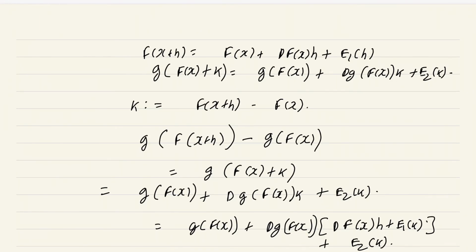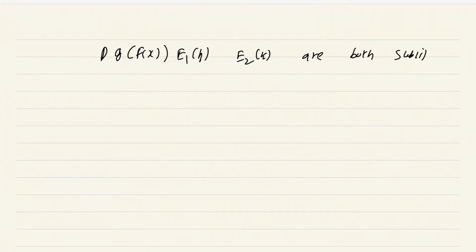What we have to show is that this term, dg at the point f of x acting on e1 of h, and e2 of k are both sublinear. And here the variable is h, not k, so sublinear with respect to h. So what we have to show is that e2 of k and dg f x acting on e1 of h are both sublinear. Let's take care of e2 of k first. Let's look at e2 of k by norm h.